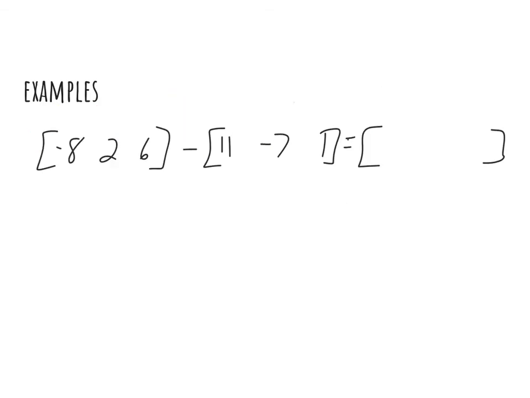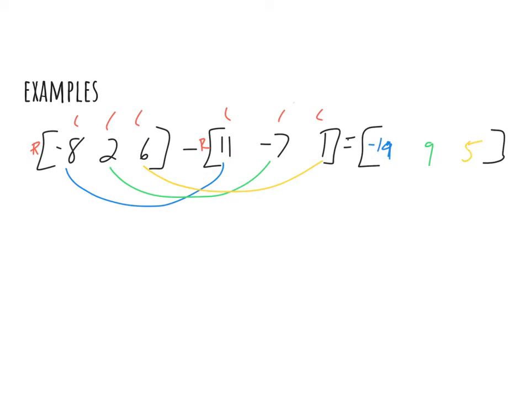Here's another example. Again, I'm subtracting. So again, I check. They both have 1 row. They both have 3 columns, so I can in fact subtract them. First minus first, negative 8 minus 11 gets me a negative 19. If I subtract the next ones, 2 minus a negative 7 gets me 9. And for the last one, 6 minus 1 gets me 5. So my resulting matrix is this one right here.